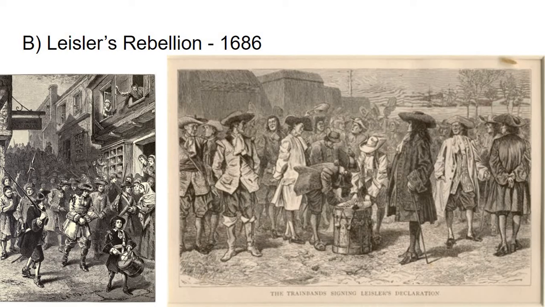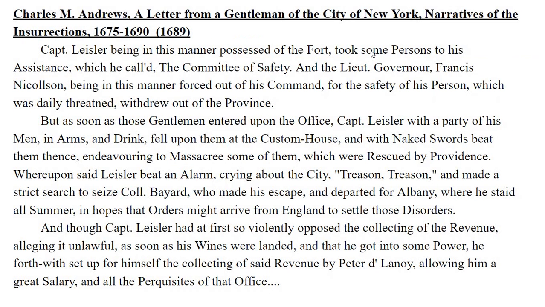And a guy named Captain Jacob Leisler seizes control of the city. The city rises up, arrests Andros, and he never really is able to exert any real power. Leisler's rebellion is sort of about liberty against tyranny, although, as this last paragraph states, quote, "And though Captain Leisler had at first so violently opposed the collecting of revenue, alleging it unlawful, as soon as his wines were landed and he got into some power, he forthwith set himself up for the collecting of revenue, allowing him a great salary and all the prerequisites of this office."